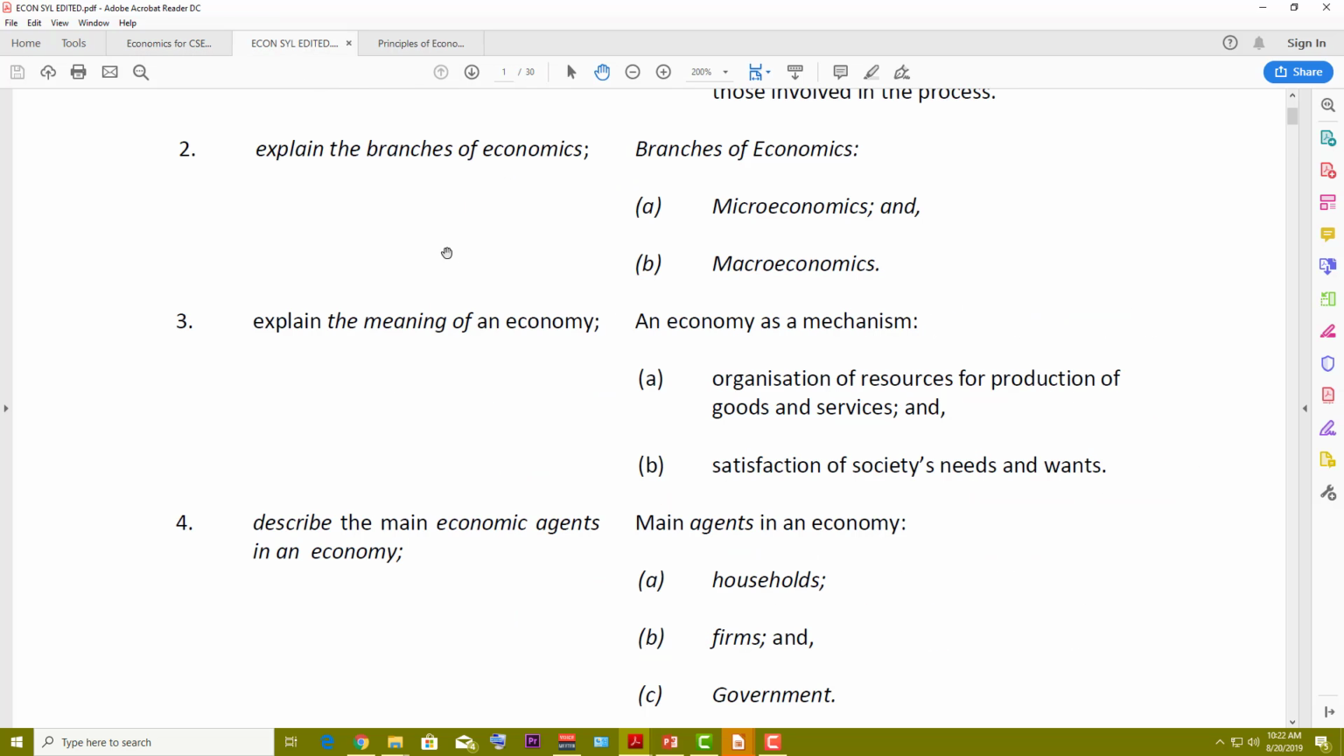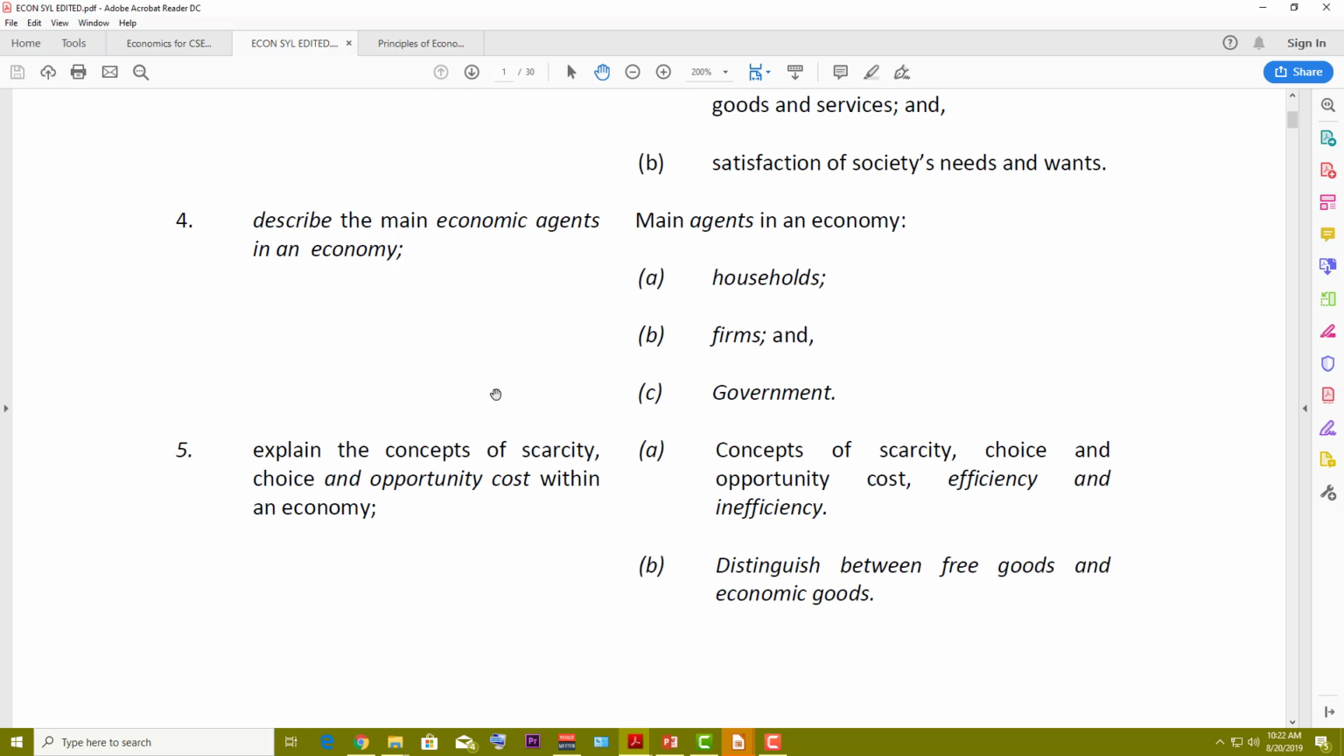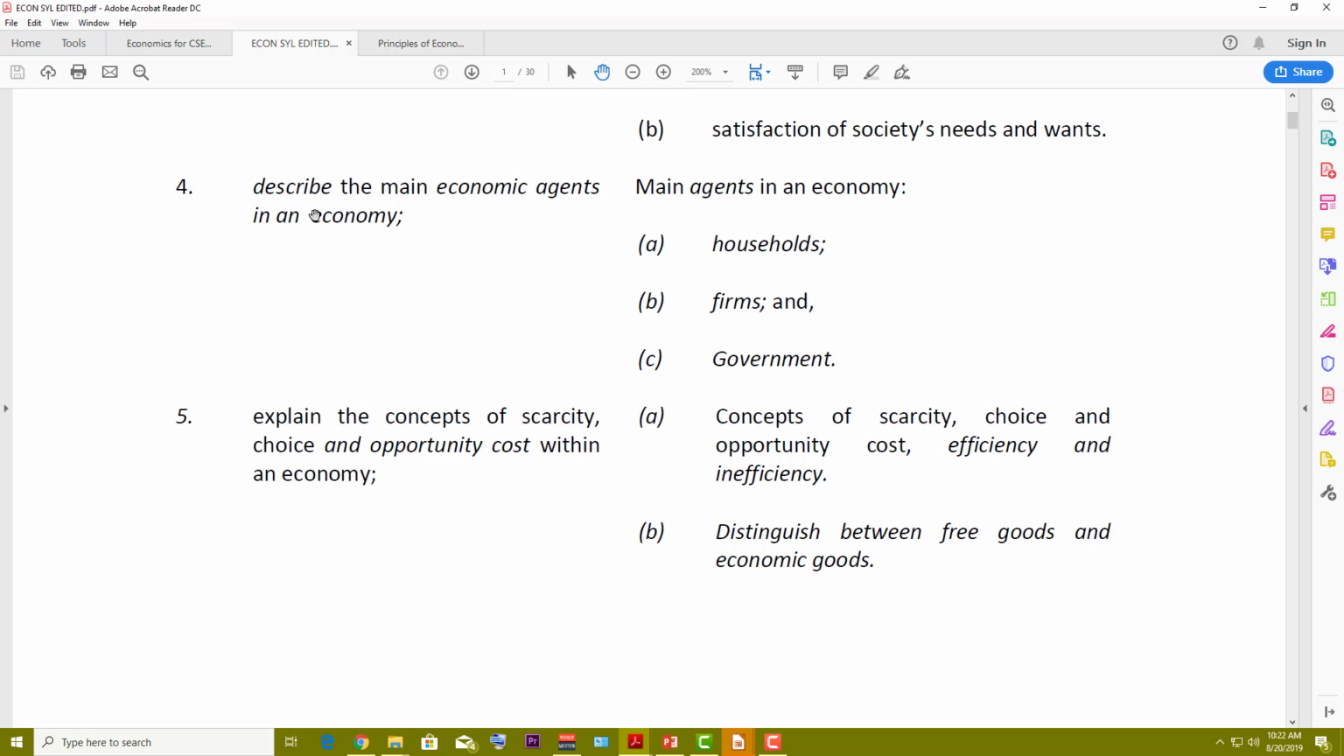Okay? So let's look at section 4 in the syllabus. Describe the main economic agents in an economy. And so you see that there are three main economic agents in the economy. Of course, you have your household, you have the firm, and you have the government. Those are the three main agents in the economy: your household, the firm, and the government.